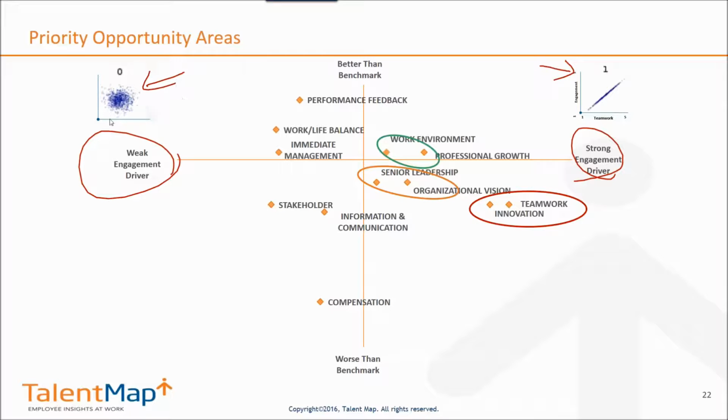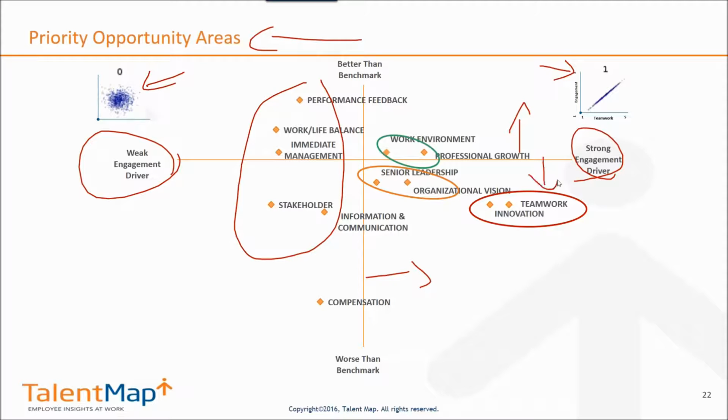This is a weak driver of engagement, stuff that looks like a shotgun blast. So everything to the left-hand side of this is not very good. In fact, it's a weak driver of engagement. It's not a 0, but it's less important. Everything to the right of this graph is much more important. Everything above here is a strength. Everything below this horizontal line is a weakness.